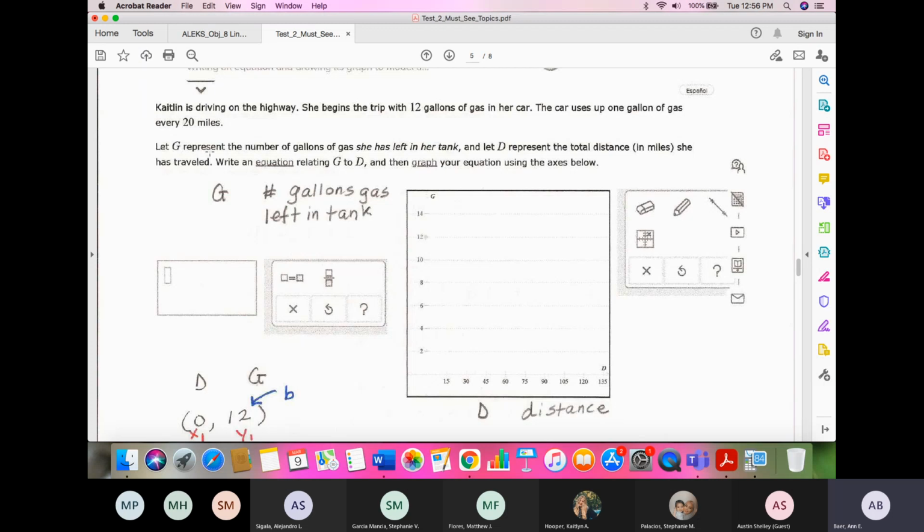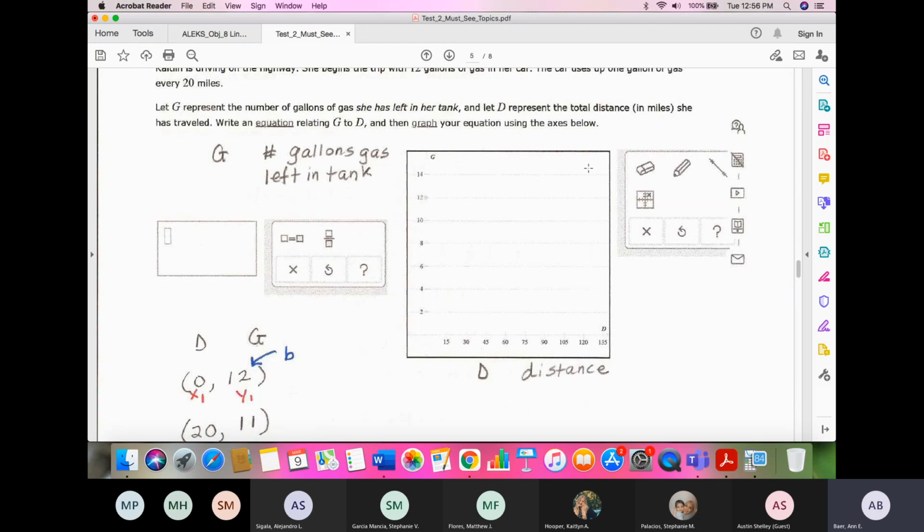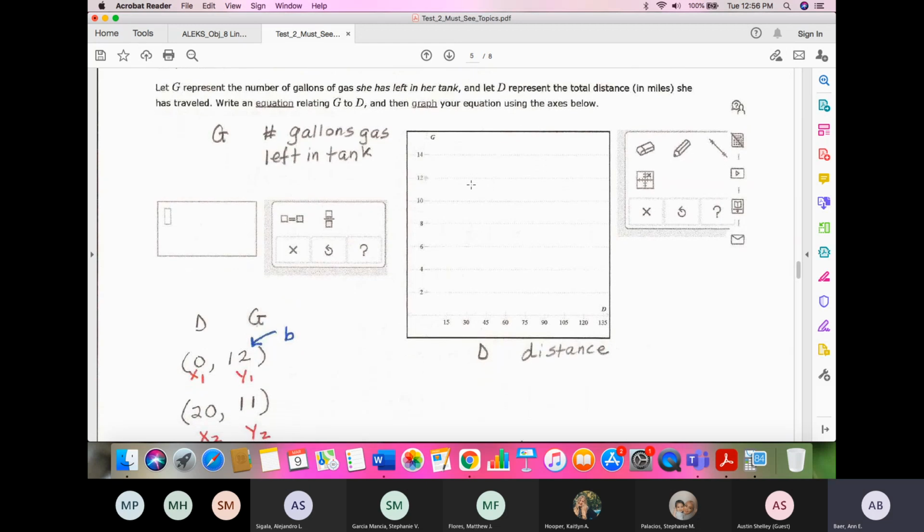So let G, capital G, represent the number of gallons of gas she has left in her tank, and let capital D represent the total distance in miles she has traveled. Write an equation relating G to D, and then graph your equation using the axes below. Well, graphing in ALEKS isn't difficult once you know the points that you want to plot. So that isn't the issue.